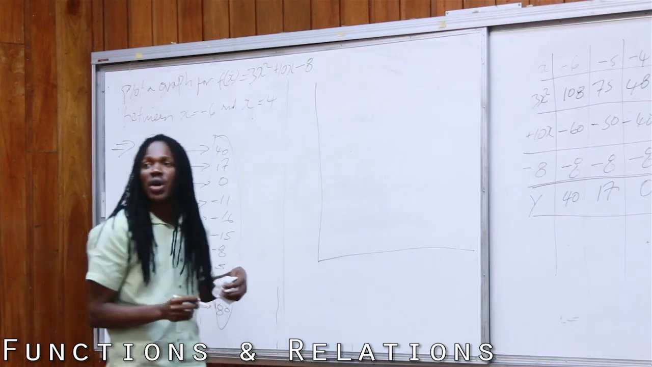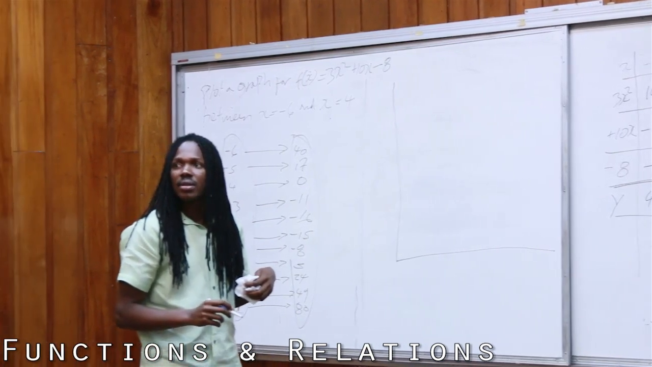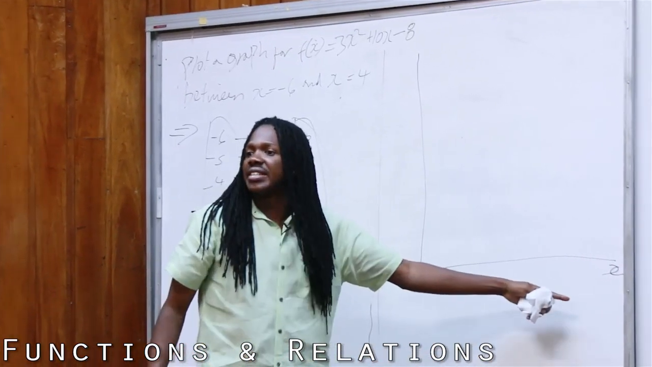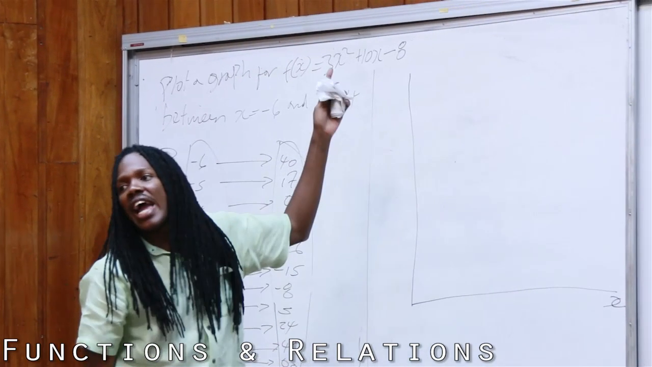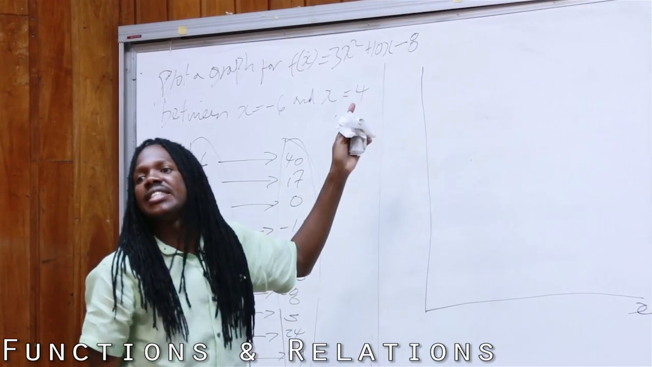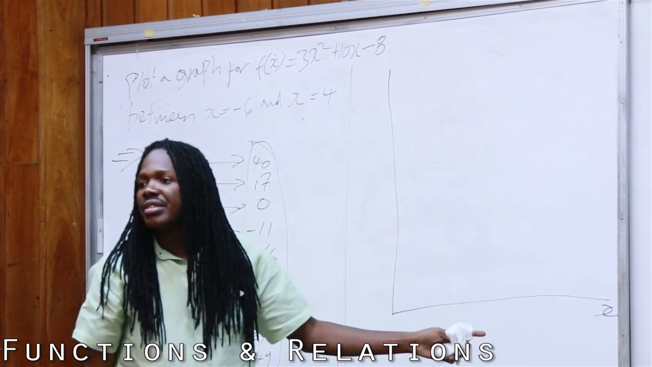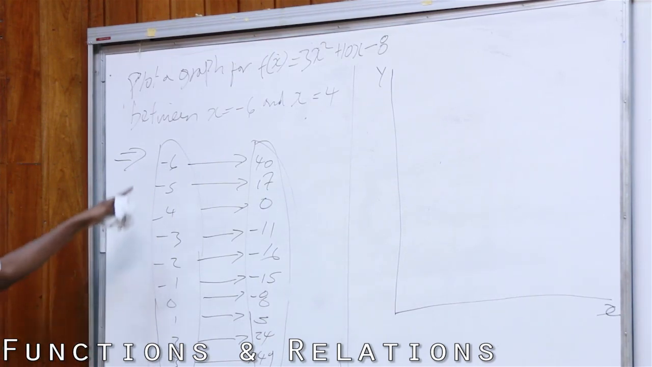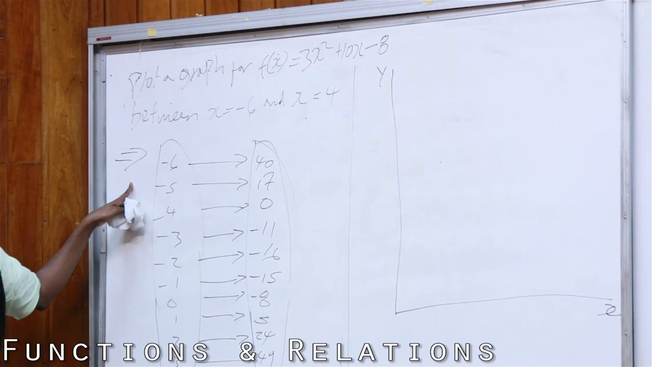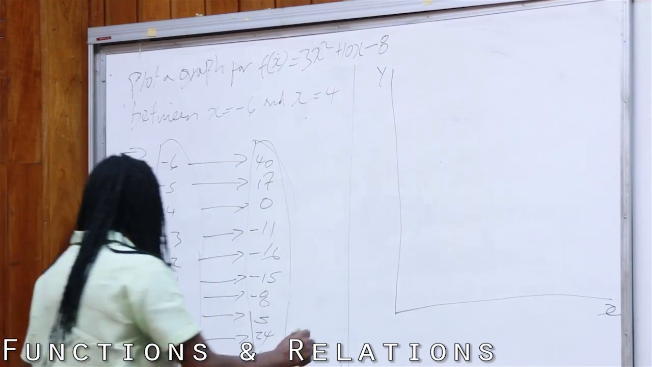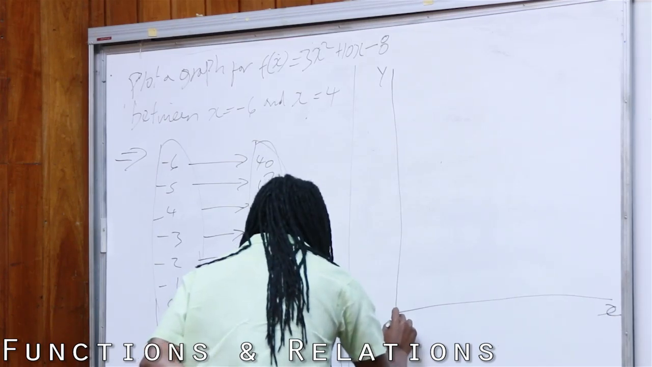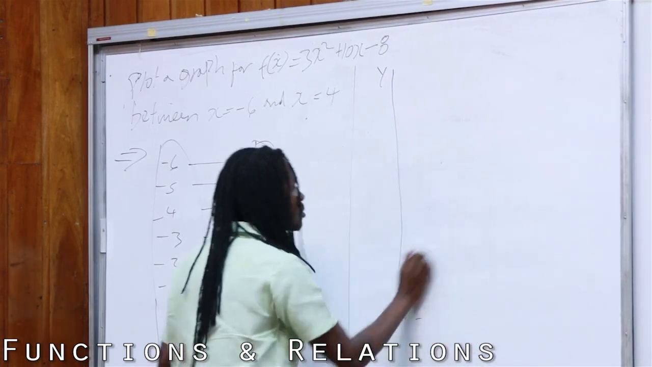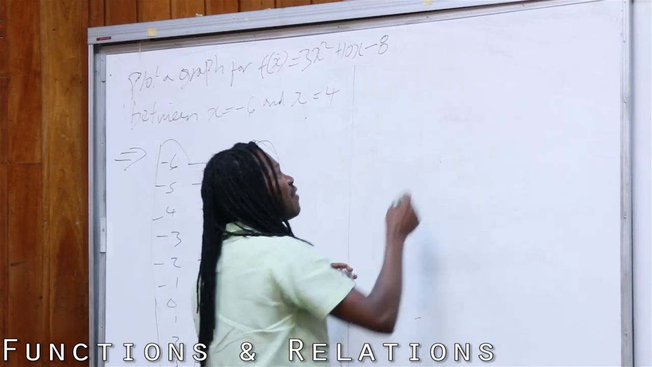Which one is the x-axis? Your x-axis is always the low line. The y-axis is always your high rise. So your y-axis is your high rise, and your x-axis is your ground. See that? Now, my x-axis is my domain, and my y-axis is my range. So my domain needs minus 1, sorry, from your negative.